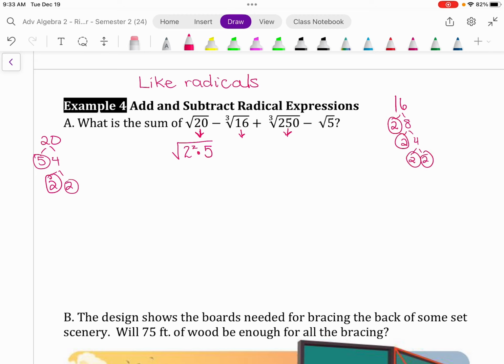There we go. All right, 2 to the 4th. So that's the same as 2 cubed times 2. Remember, we like them in groups of 3 if we can. If it is a cube root, we like them in groups of 3 if we can, and if it's a square root, we like them in groups of 2 if we can.